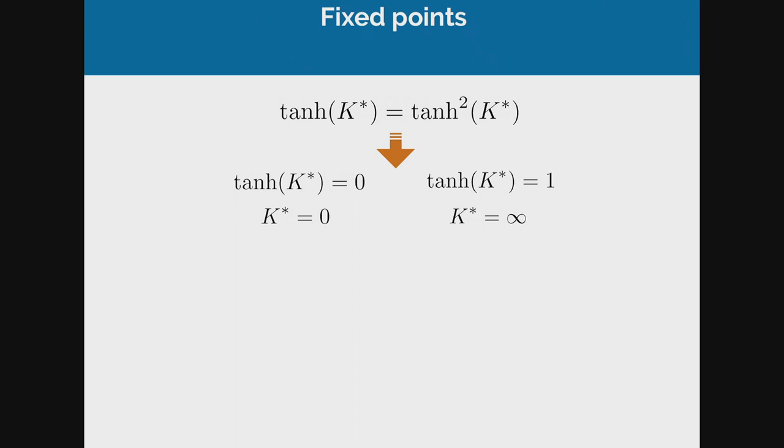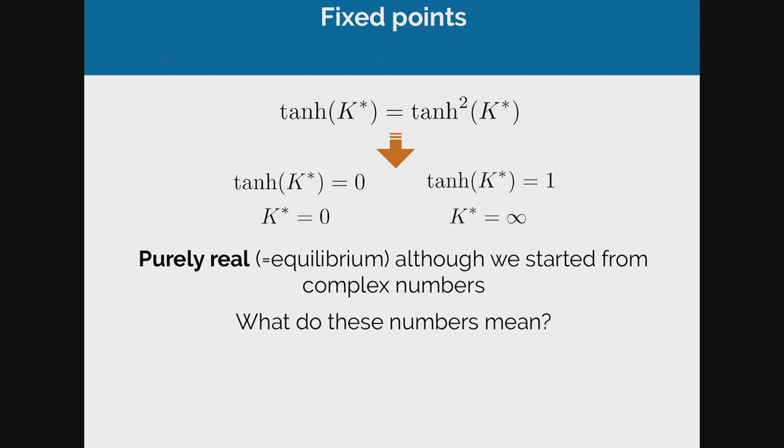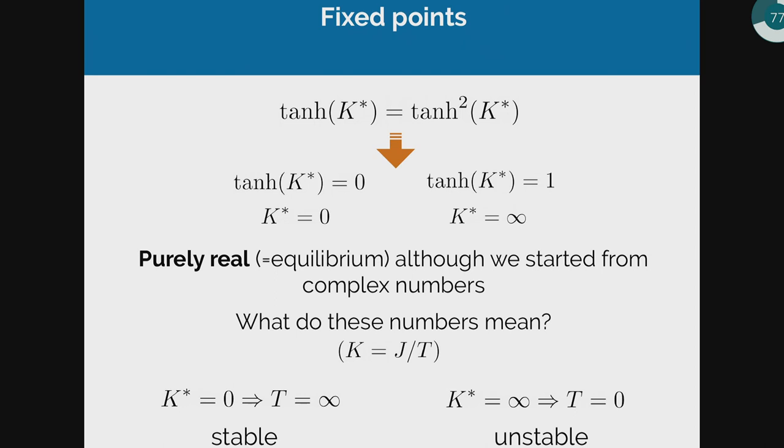So what do these two different points mean? First of all, I said they are purely real, although we started initially from complex numbers. So no matter what we do, if we start to do RG, we will always end up in those two equilibrium fixed points. And what do these numbers mean? In equilibrium, the coupling K would be the coupling divided by temperature. So the K star equal zero fixed point corresponds to the infinite temperature one, which is the boring, uninteresting, stable fixed point of the Ising model. And the K star infinity is equivalent to the zero temperature fixed point, and therefore the interesting, unstable one.